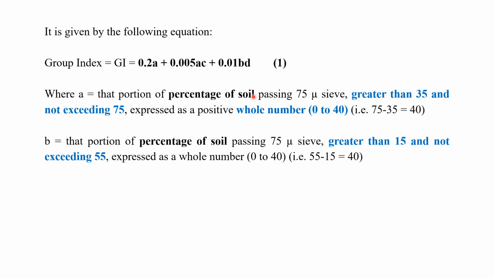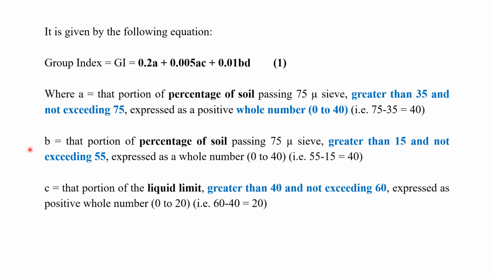B also depends upon the percentage of soil passing, but here the condition is greater than 15 and not exceeding 55. So 55 minus 15 is equal to how much? 40. मतलब ये हुआ कि अगर 15 आता है तो 0 होगा B की वैल्यू. अगर 15 और 55 के बीच जो होगा तो 0 और 40 के बीच वैरी करेगा, यानी 55 minus 15 is equal to 40. That means the value of B varies between 0 and 40.